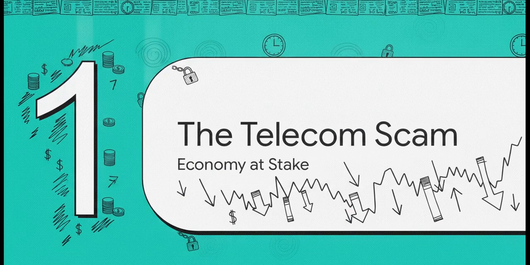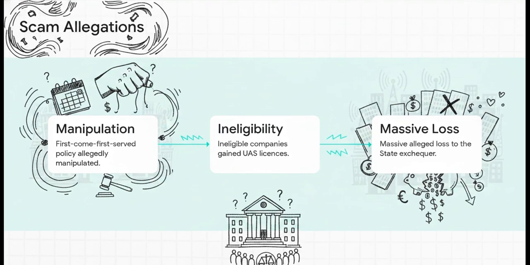All right, moving right into part 1, the massive telecom scam, a nation's economy at stake. Back between 2007 and 2009, India was completely rocked by a scandal that literally dominated every single headline. The Central Bureau of Investigation, the CBI, leveled some explosive allegations regarding the allocation of Unified Access Services, or UAS, licenses. According to the prosecution, the established first-come, first-served policy was deliberately manipulated.